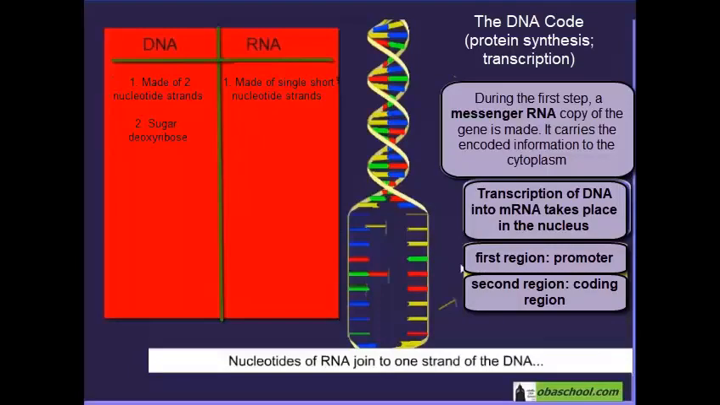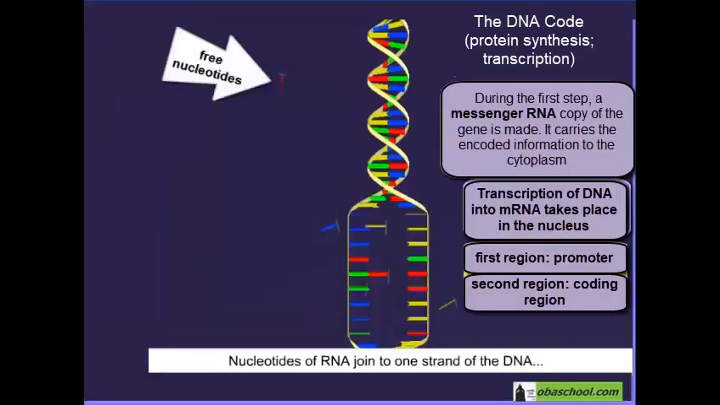The sugar in DNA is deoxyribose, while the sugar in RNA is ribose. The D in DNA stands for deoxyribose, and the R in RNA stands for ribose. Another difference is that the nitrogenous bases of DNA are adenine, guanine, cytosine, and thymine, while in RNA they are adenine, guanine, cytosine, and uracil. So thymine in DNA and uracil in RNA.